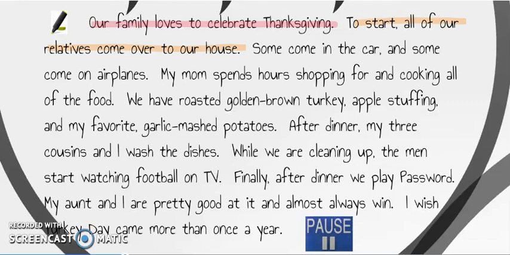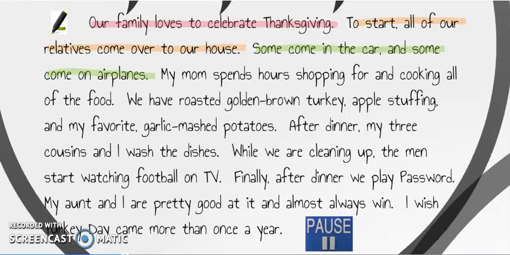So in orange, we've highlighted to start off, all of our relatives come over to our house. So that's one thing that shows that they love to celebrate it because they get together. The next sentence should elaborate, should say something else about the relatives coming over to the house. So the next one, some come in the car and some come on airplanes. Yeah, that tells us more about how they come to the house. So we're going to do that in green because it's elaborating.